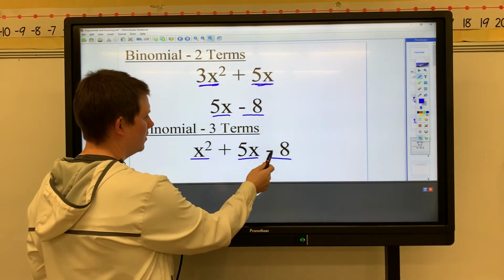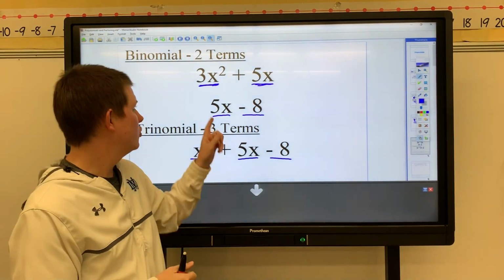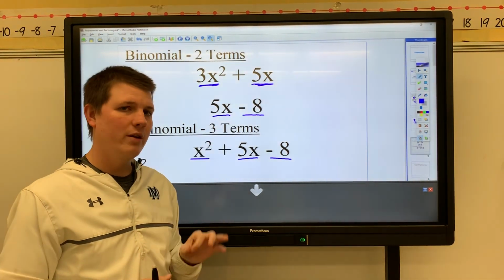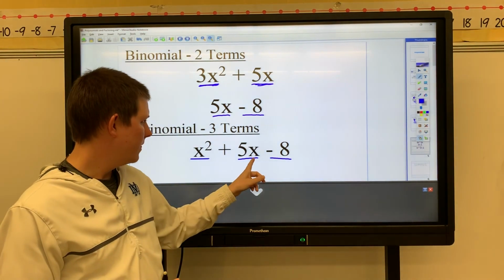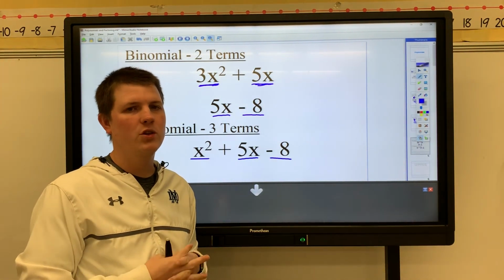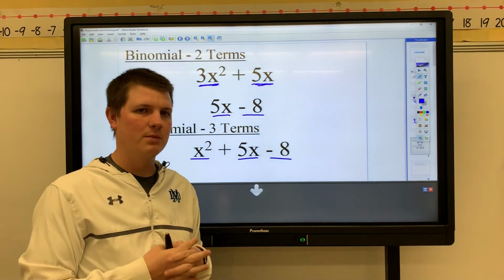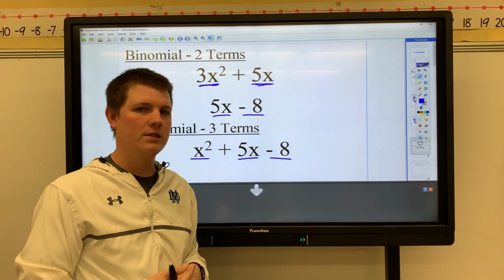1, 2, 3. So a monomial has 1 term, a binomial has 2 terms, trinomial has 3 terms, and anything above that, if it has 4 terms or 5 terms or 6 terms, we just call it a polynomial. Polynomial is a general name for all the different types. And there is our first lesson on polynomials.